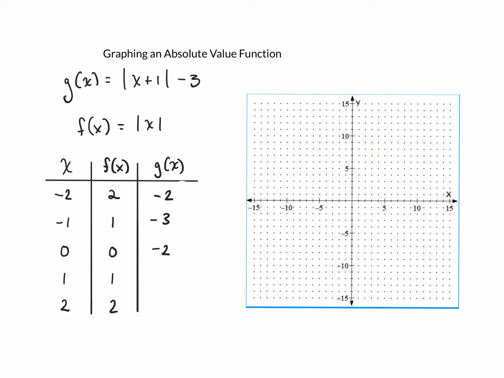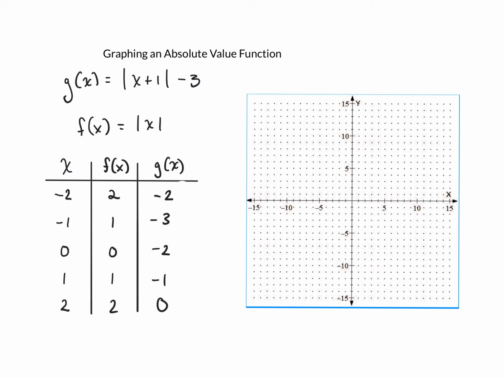Then I go on likewise and just continue this. I plug 1 in. 1 plus 1 is the absolute value of 2, and the absolute value of 2 is 2. And 2 minus 3 is negative 1. Then I go on to 2. 2 plus 1 is 3, the absolute value of 3 is 3, and 3 minus 3 is 0. So all I did there was some mental math, but I showed the steps above the first time.